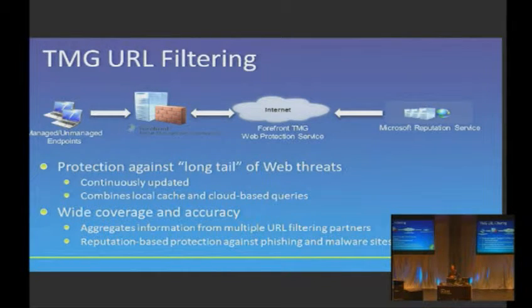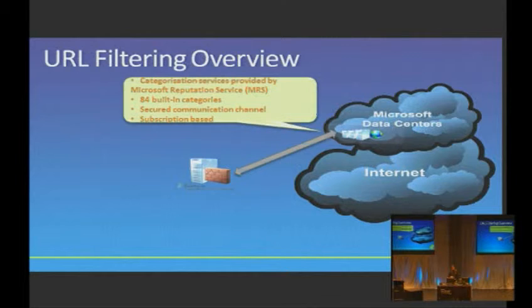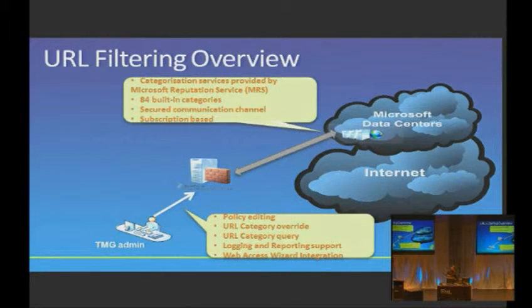There's also an override process in TMG itself. So we pretty much talked about this. We have 84 built-in categories in TMG, and the MRS actually gives the URL to category mapping. Once the category is downloaded into TMG, there's a persistent cache. It'll last through reboots and so forth, and the next time that site gets looked up, TMG will just get it from its cache. We talked about the admin being able to do category overrides, you can do your own category queries and so forth, and obviously the logging and reporting, which we'll show in a minute.